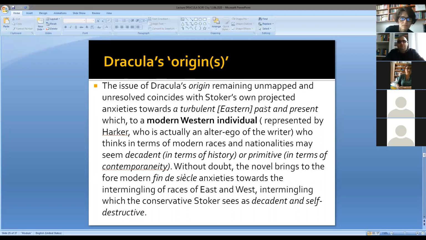Without doubt, the novel brings to the fore modern fin de siècle anxieties towards the intermingling of the races of East and West, an intermingling which the conservative Stoker sees as decadent and self-destructive.